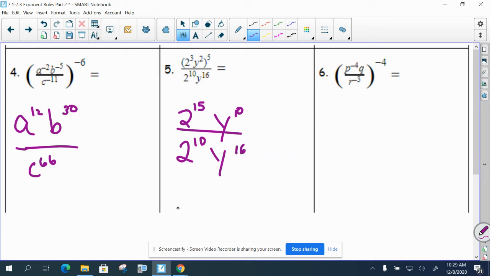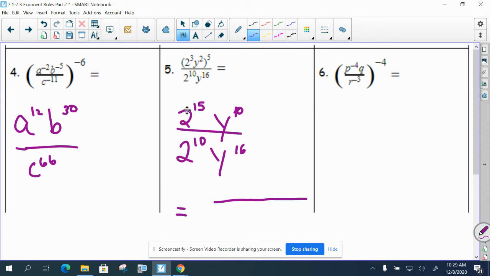Okay, now we need to reduce. Now remember what I've said in other videos, or in the last video, that when you are reducing here, think about subtracting your exponents, but then keep the result in the numerator or denominator, depending on which one is bigger.